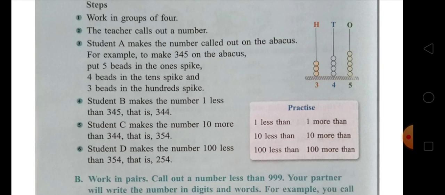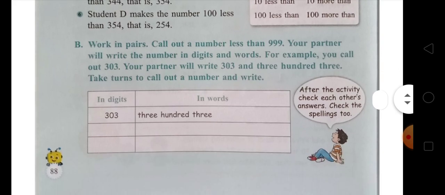Okay, now question B. Work in pairs, call out a number less than 999. Your partner will write the number in digits and words. For example, if you called out 303, your partner will write 303 and its words. Take turns to call out a number and write.